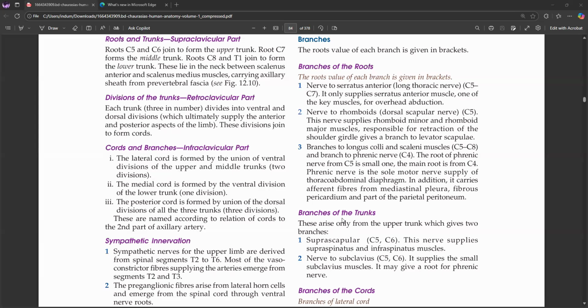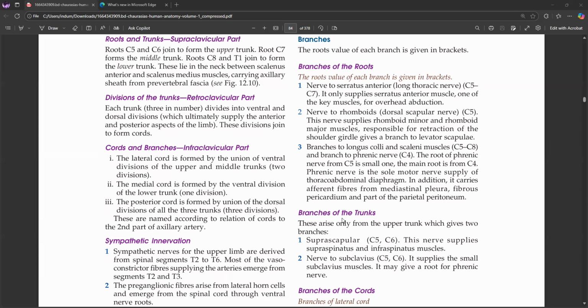See figure 12.10. Divisions of the trunks. Retroclavicular part. Each trunk, 3 in number, divides into ventral and dorsal divisions, which ultimately supply the anterior and posterior aspects of the limb. These divisions join to form cords.